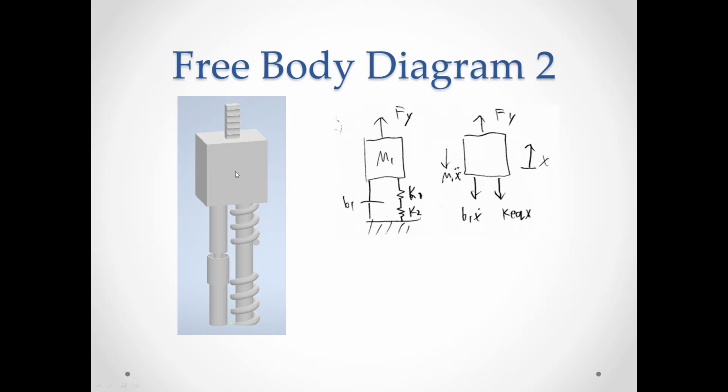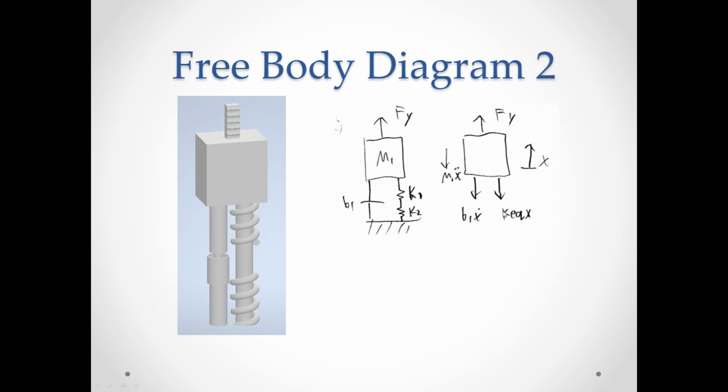So here is the mass, and then we have the bar with the gear teeth on it, the two springs, and then the damper. In the free body diagram, we have our Fy, our force going up, our damper force, and then the K equivalent, along with our M1 x double dot down, and then our x direction.